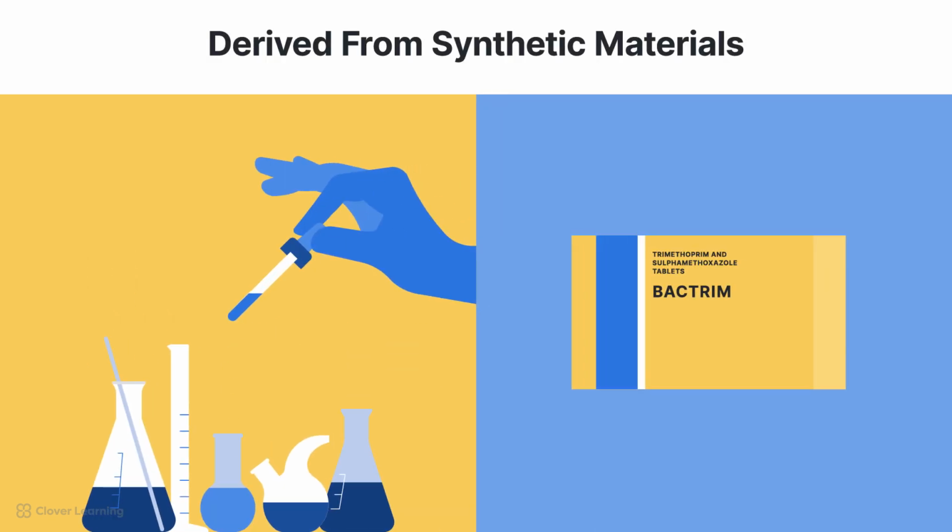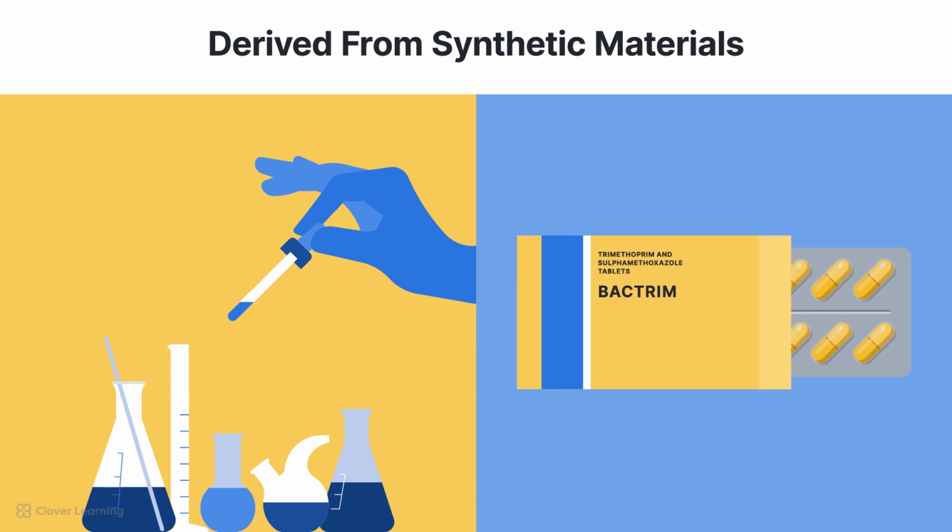Finally, many drugs are made in the laboratory through chemical processes. These are called synthetic drugs. Synthetic drugs are generally less expensive than non-synthetic drugs, as they can be produced in mass volumes. Sulfonamide drugs, such as Bactrim and Septra, which are frequently used to treat urinary tract infections, are examples of synthetic drugs.